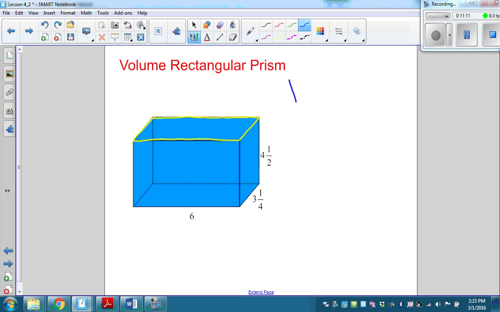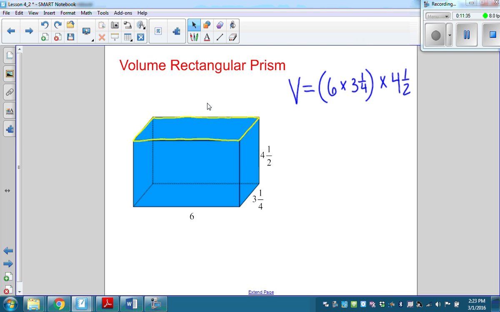So the volume of the whole prism would be the area of that base, which is 6 by 3 1/4. Then I'd have to multiply by the height. And what's the height, Nevaeh? Good job. Okay. So we're going to take a minute and do some fraction multiplication.